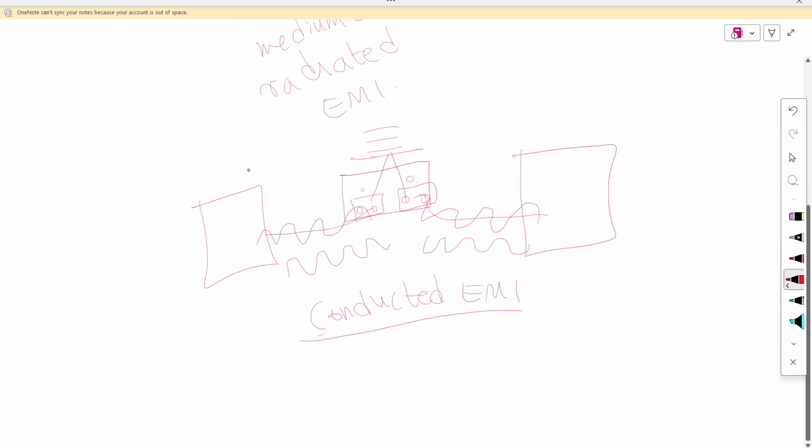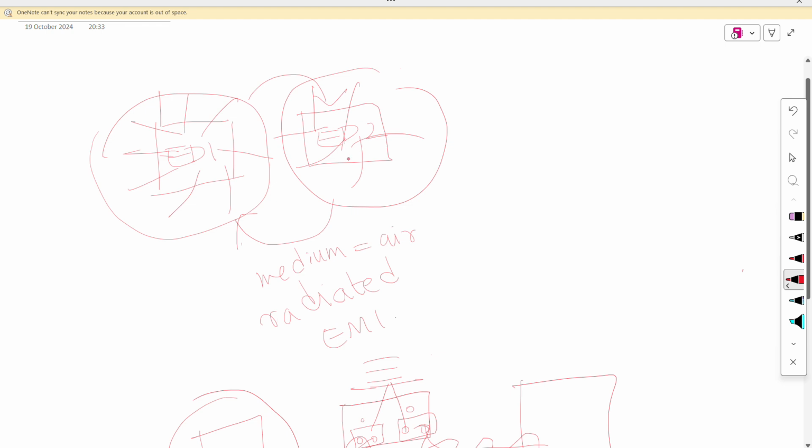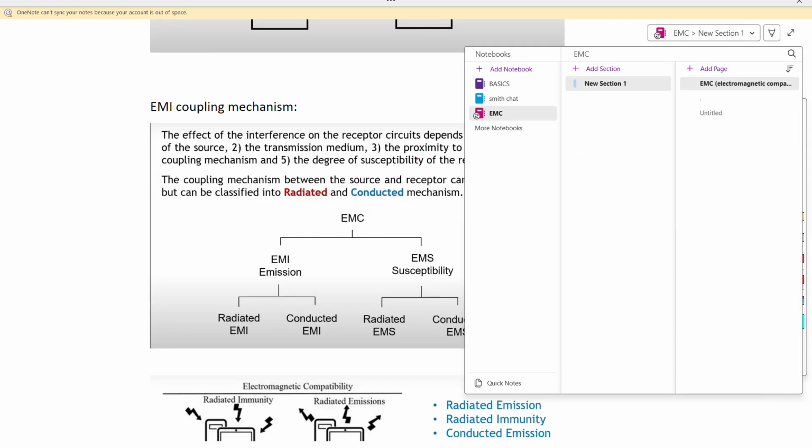Similarly, the ability to protect the device from getting deformed or malfunctioning is what we call conducted EMS, or susceptibility. And the shielding effect, or the ability to protect itself from radiated EMI, is known as radiated EMS. Okay. Now we'll go back to our topic.